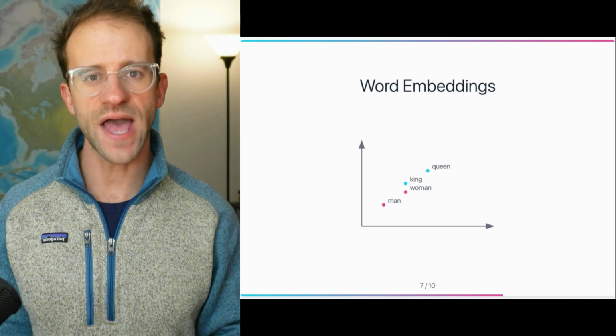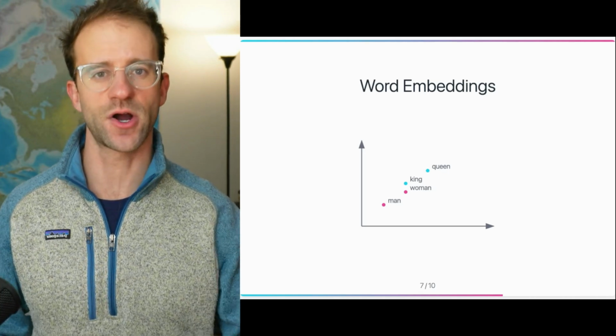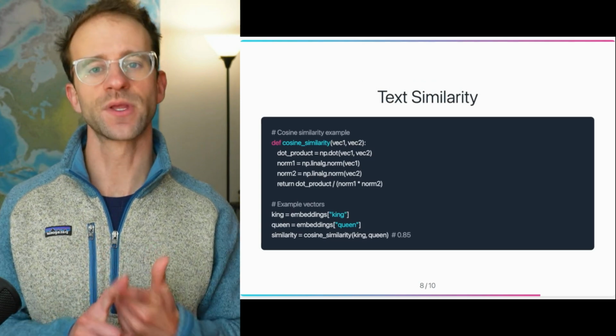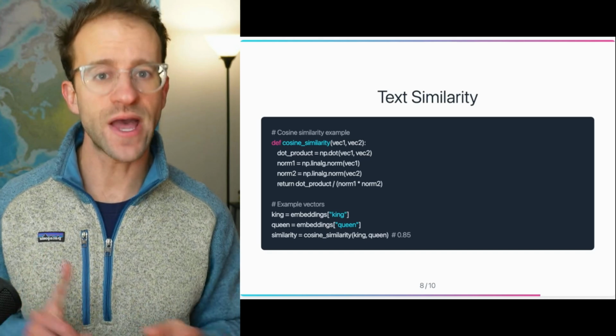Once we have words as vectors, we can measure how similar they are. Let's look at some common approaches. We have cosine similarity, we have Euclidean distance, and we have dot product.